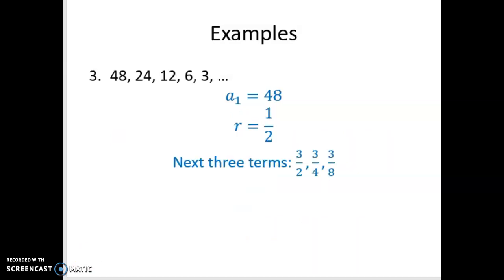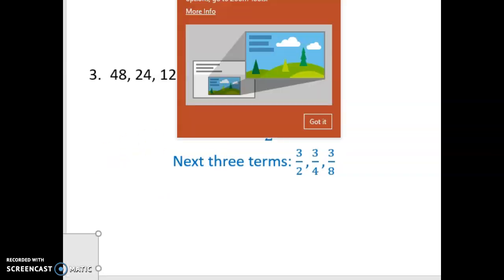In this third example, we're starting with 48, and then 24, 12, 6, 3. And here we see that our first term is 48, but here the numbers seem to be going down instead of going up. So you might think, oh, well, I'm dividing because I am making my numbers smaller. While that's true, while you might think about this as dividing by 2 every single time, we always want to write our common ratio as something that we could multiply by. So if I multiplied by 1/2, that does the very same thing as dividing by 2.